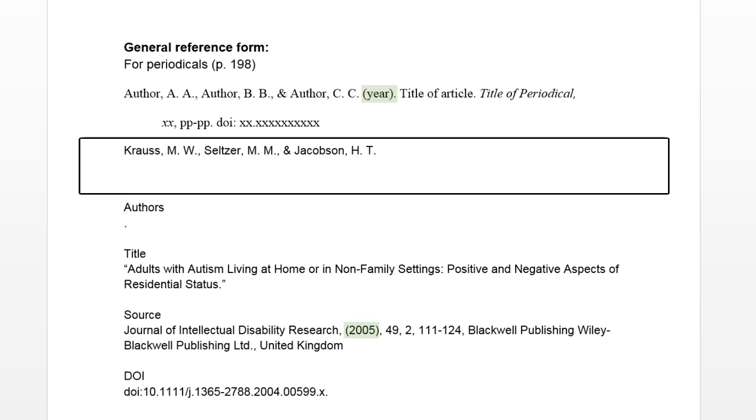The next part of the pattern is the year of publication. Put the year in parentheses and follow with a period. Next is the title of the article.